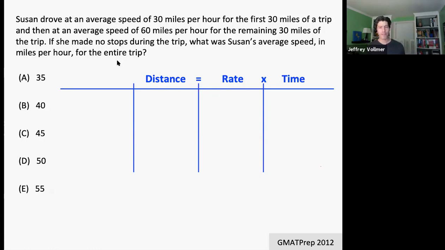If you don't set up a chart, I think you're going to be tempted to fall into the trap here. And the trap is answer C, okay? I know we talk about the C trap sometimes with data sufficiency. C is a trap here in this problem solving question. People will see, well, she went 30 miles an hour for part of her trip, and she went 60 miles an hour for part of her trip. And so the average of those two is 45, and they end up picking C. You have to be careful here because you haven't considered how long Susan spent at each of those speeds, right?